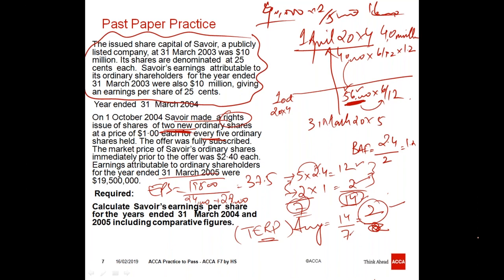Why didn't we multiply 56,000 by 6 upon 12? With the BAF. BAF is already given to the shares which were before the right issue. So 40,000 is actually the reason that we have received the right shares. So the bonus component should be related to these shares rather than 56,000.